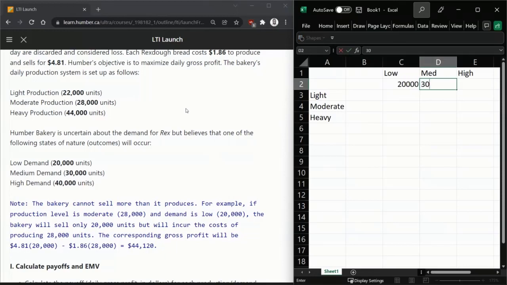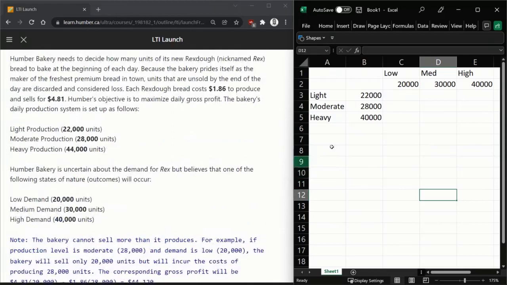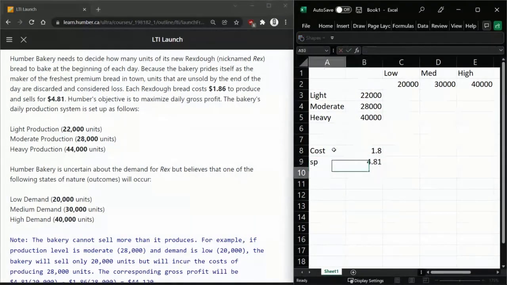30,000, 40,000. Okay, and then for light, we have 22,000, 28,000, and 44,000. So we have these numbers here, and we want to calculate the payoff. The cost of buying here is 186, and the selling price is 481. Thank you, 44,000, not 40,000.